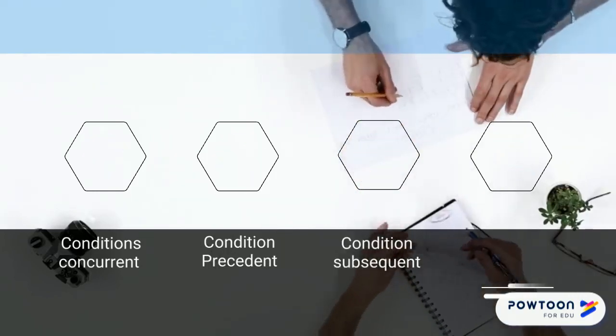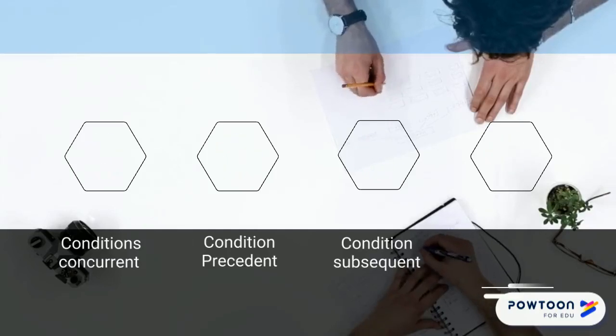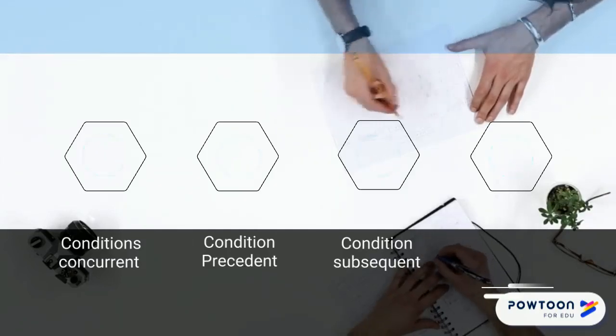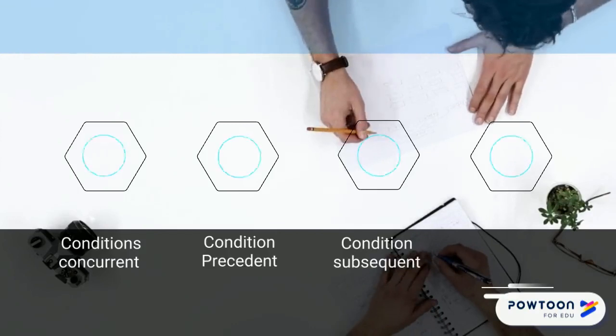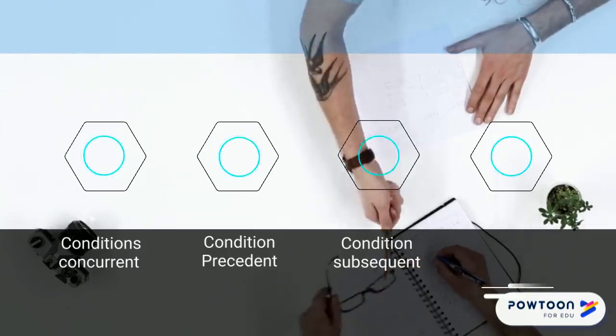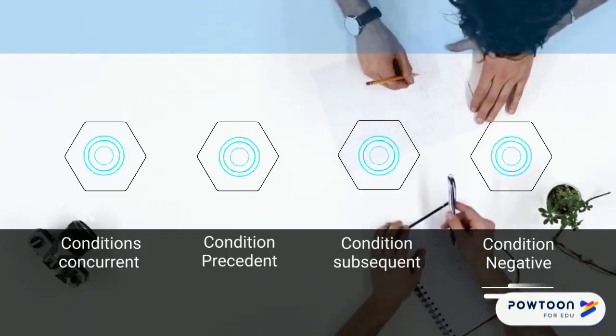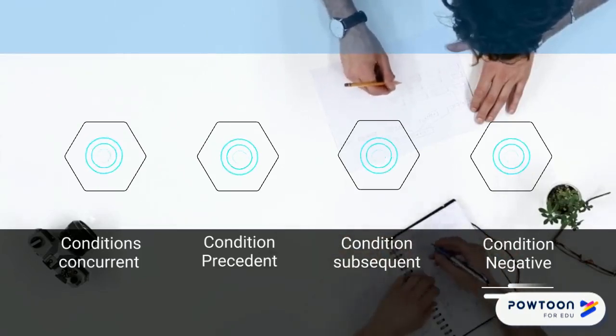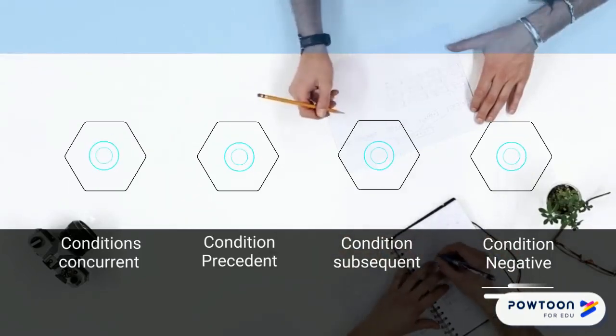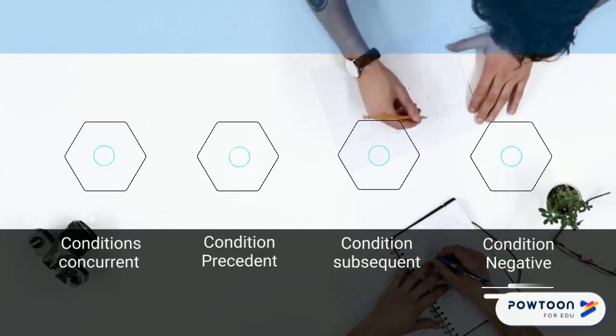A condition subsequent in contract law specifies something that must happen or a contractual performance need no longer be required or enforceable. Finally, a condition negative specifies an event that must not happen to keep contractual obligations in force.